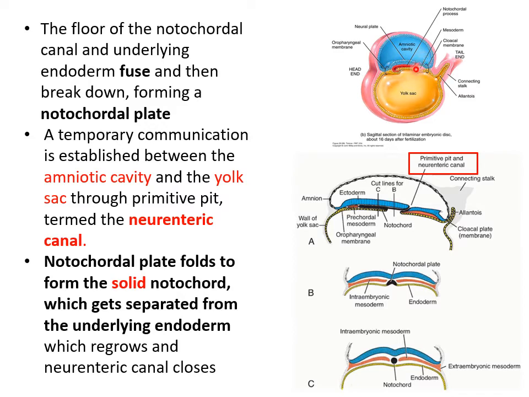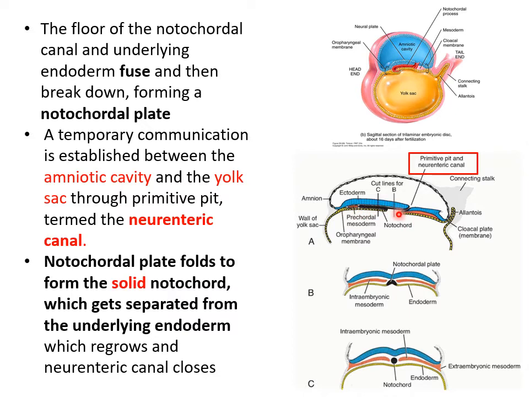And because of this breaking down of the floor, you can see in the next second picture a temporary connection is formed between the cavity above, which is the amniotic cavity, and the yolk sac. And this connection which is passing through the primitive pit is known as the neurenteric canal. Why? Don't worry about it now. Neurenteric means digestive system, because this part of the yolk sac is going to get absorbed in the embryo to form the digestive system tube. It's called the neurenteric canal. It's a temporary opening. Afterwards it closes. Okay, now what happens to this plate?